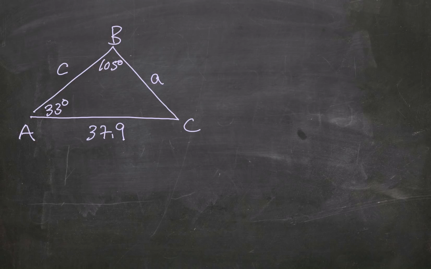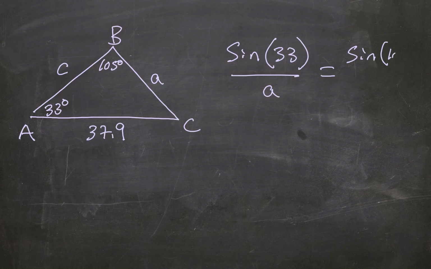Well, to find side A, I'm going to say, okay, I've got the sine of big A, which is 33, over little a, should be equal to, now we're going to choose the fraction with B's or C's here. Well, if you look, you don't know what angle C is. We could quickly find out. But we also don't know what the side C is. We know what the angle B is, and we know the side across from it. So it makes it pretty convenient to choose the sine of big B, which is 105, over little b, which is 37.9.